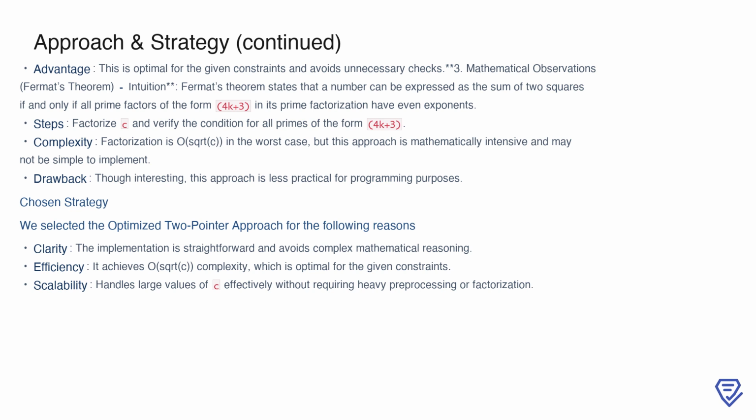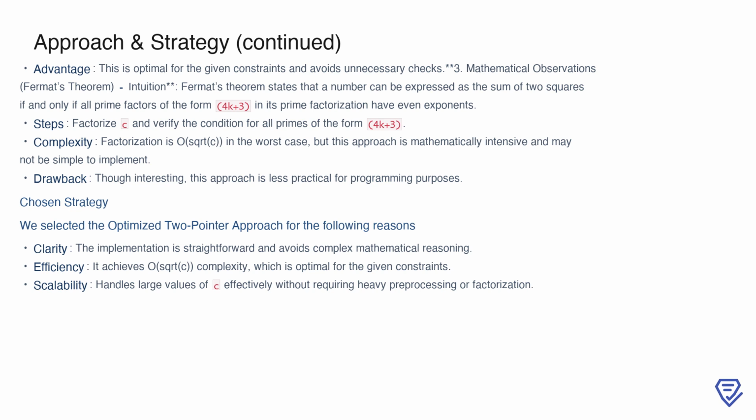While mathematically elegant, this method has its drawbacks. Factorization itself has a worst-case complexity of O(sqrt(c)), and implementing this approach in code can be challenging due to the complexity of prime factorization and mathematical reasoning involved. Given the constraints of the problem, this approach is less practical for programming purposes.